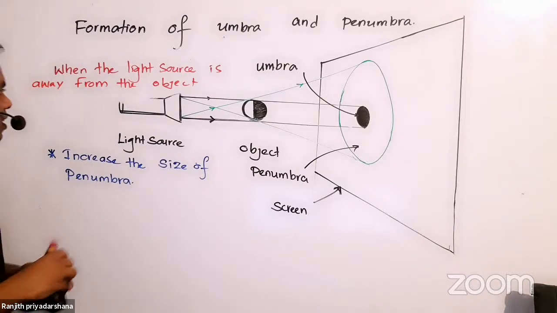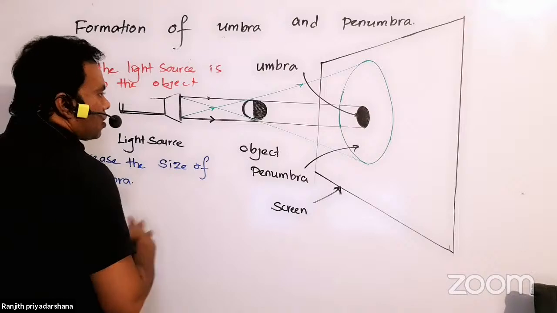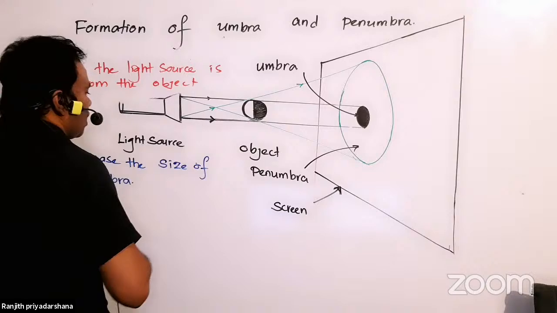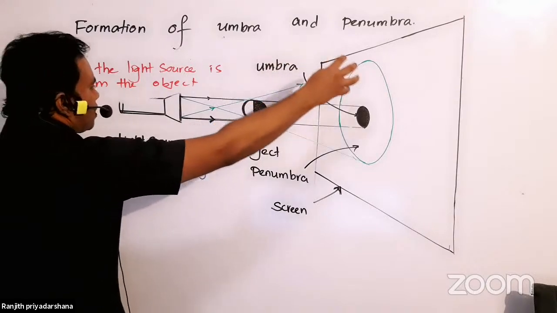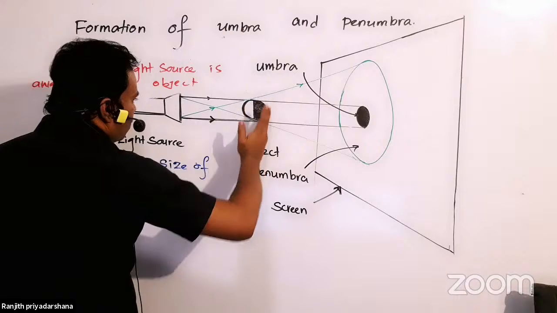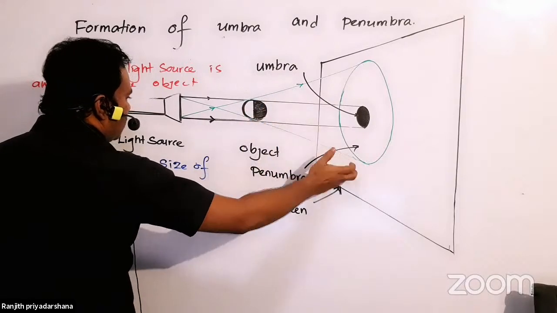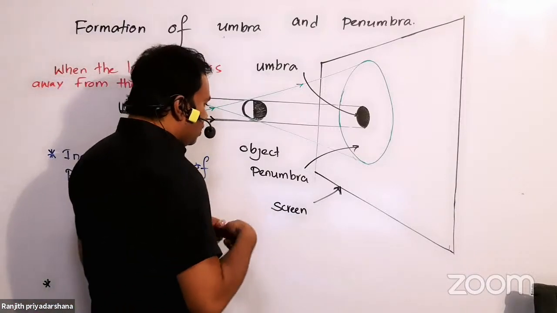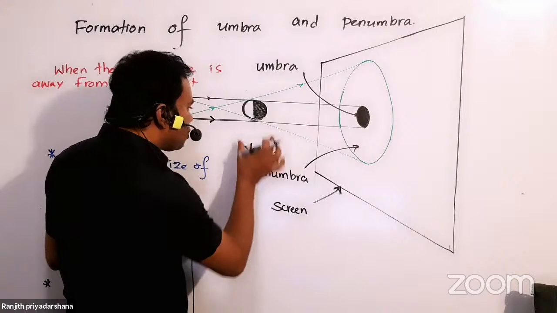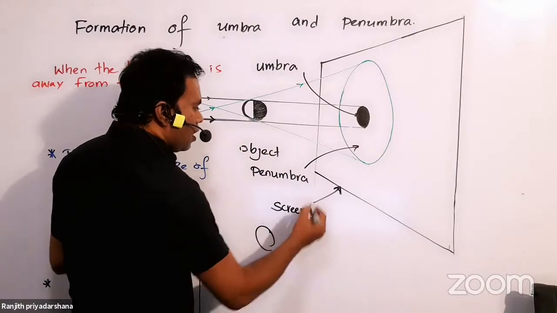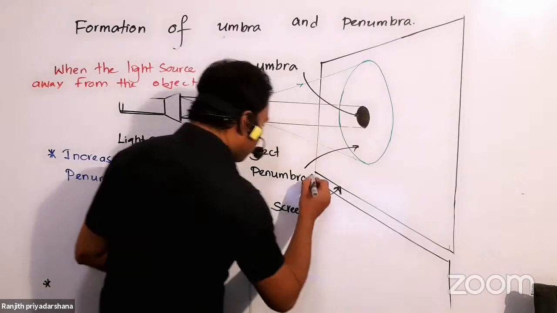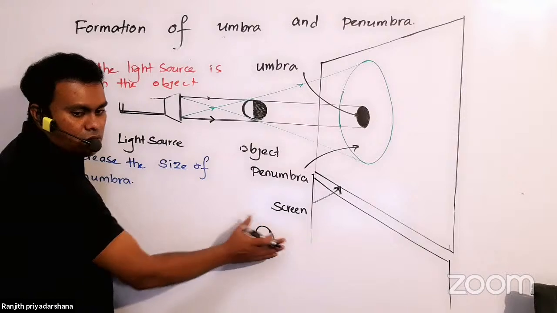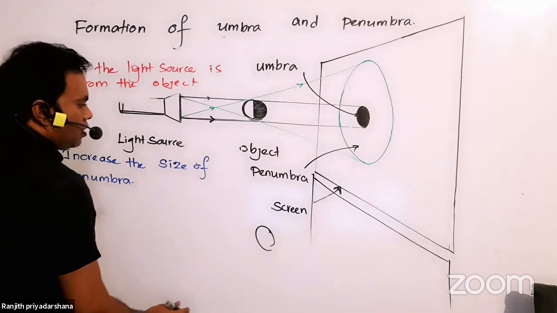I only have a small change to make. But try to draw this with the same scale as you drew earlier. The same size of object. The same distance you have to maintain between the object and the screen. So the object must be here and the screen must be here. You cannot change this distance. The only thing you change is the distance between the torch and the object.